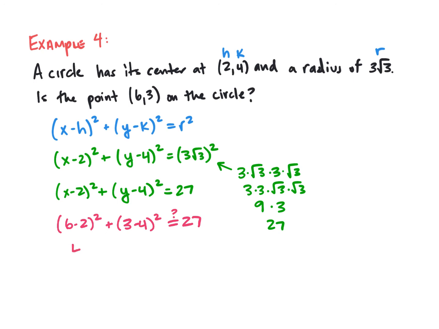So that will be 4 squared plus negative 1 squared. Does it equal 27? 4 squared is 16. Negative 1 squared is 1. 16 plus 1 does not equal 27, right? That's 17. So again, our answer is no, not on the circle.